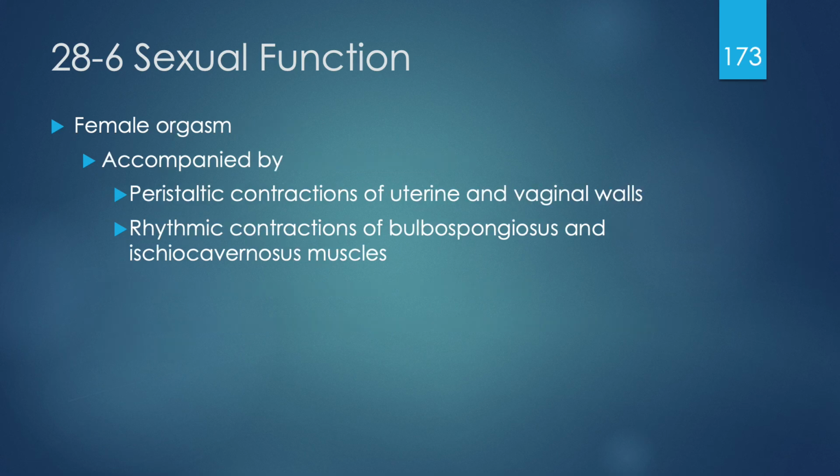Similar to the male orgasm, the female orgasm is accompanied by peristaltic contractions, and in this case, the uterus and the vaginal walls are contracting, and rhythmic contractions of the bulbospongiosus and the ischiocavernosus muscles also participate in the female orgasm.